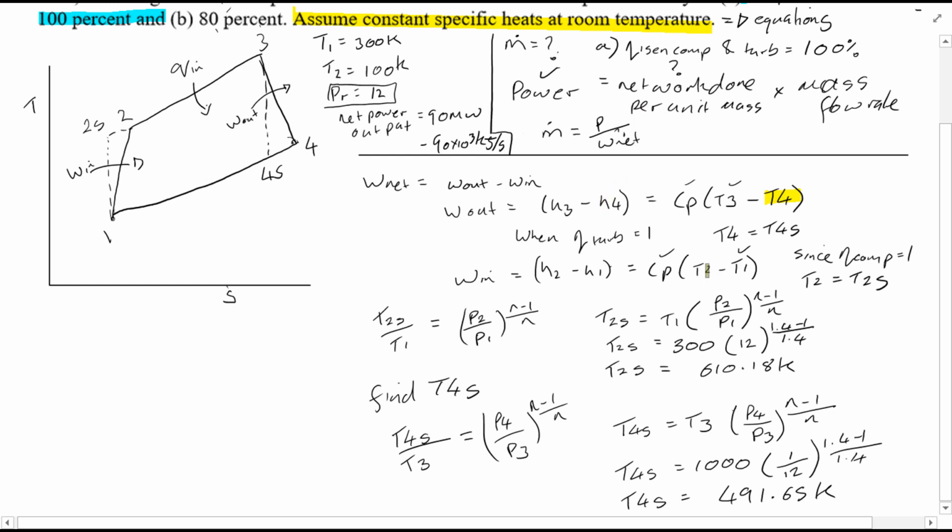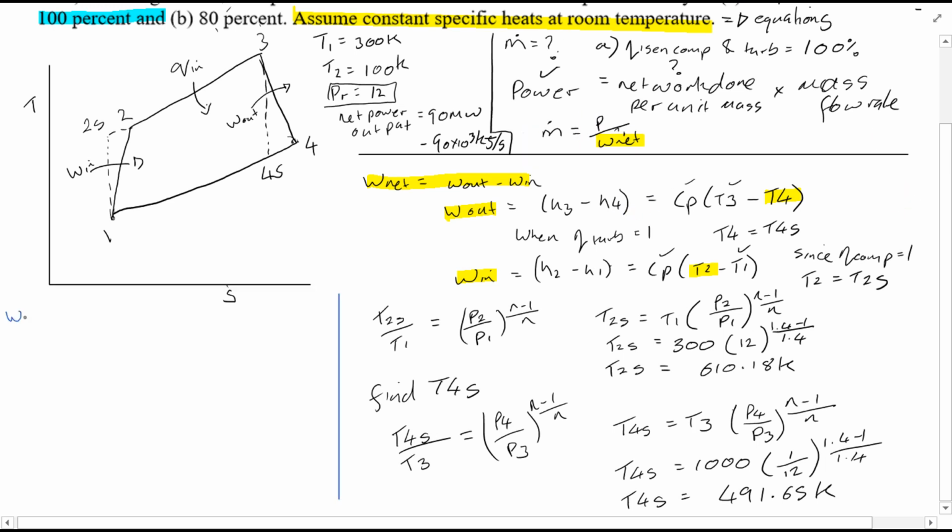Now you see we found these values of T4S, and so we know T4 now, and we also know T2, so we can quite simply calculate the value of Q out, the value of Q in, take these away to find Q net. Sorry, I mean W net, the net work done per unit mass. And we put that into this equation here, and since we know the power, we find the mass flow rate.